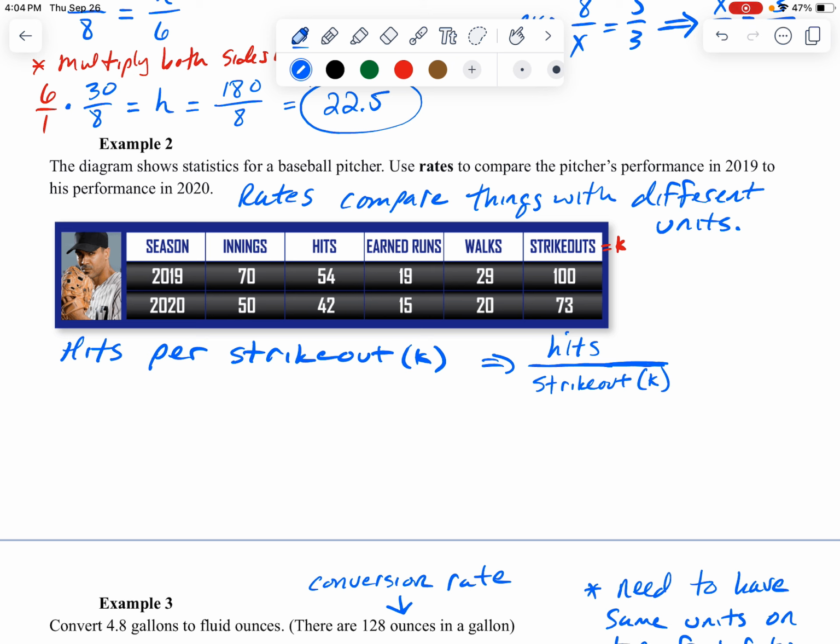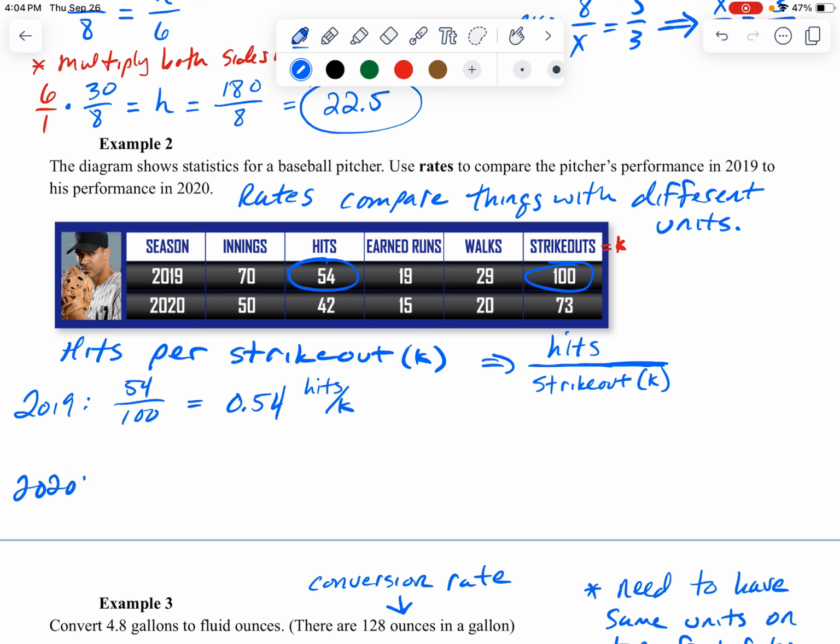So let's look at 2019. The pitcher gave up 54 hits and had 100 strikeouts. So for 2019, our ratio of hits per strikeout would be 54 over 100. Let's just punch that into our calculator as division: 54 divided by 100, and you end up with 0.54 hits per strikeout. So that means for every one strikeout, this pitcher gave up 0.54 hits.